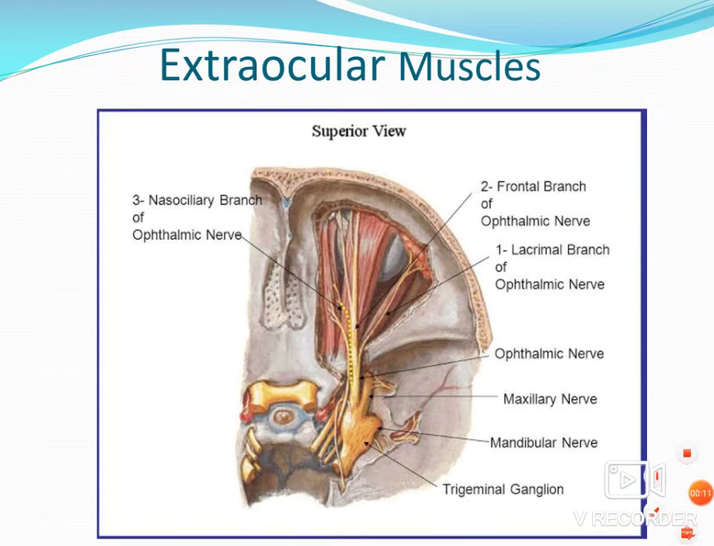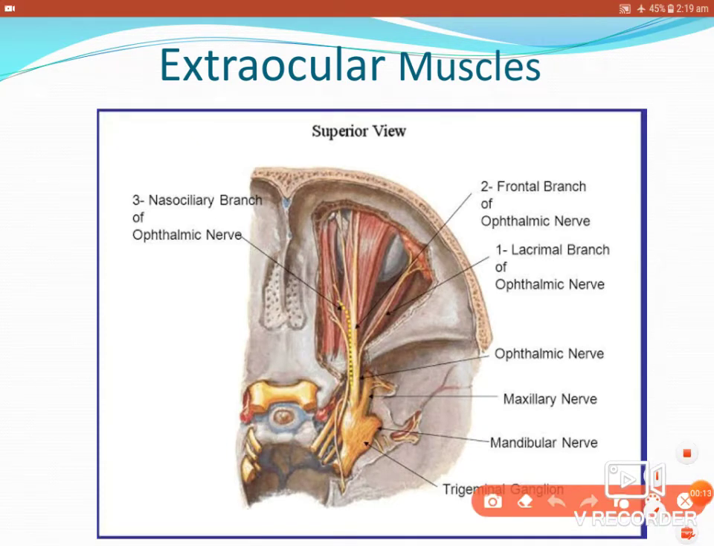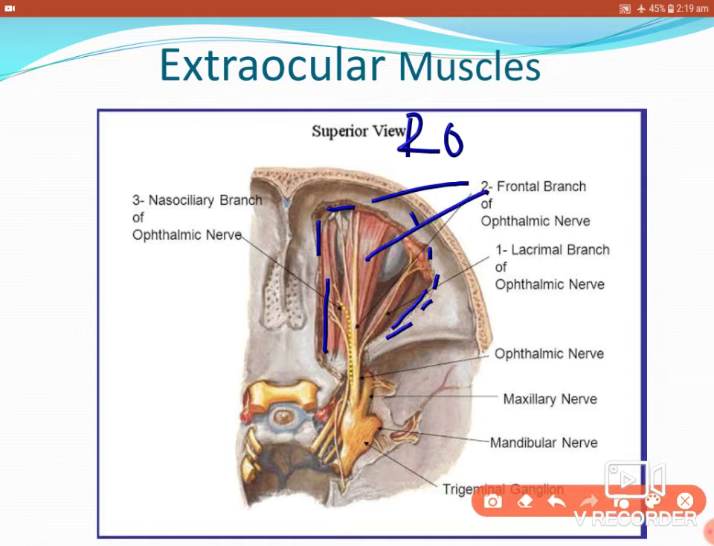Here this is the anterior cranial fossa. This is the superior view of this right orbit. This is the frontal bone. The orbital part of the frontal bone is cut, and you can see these extraocular muscles with the associated nerves and arteries.